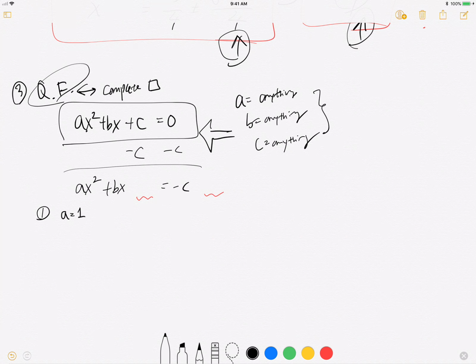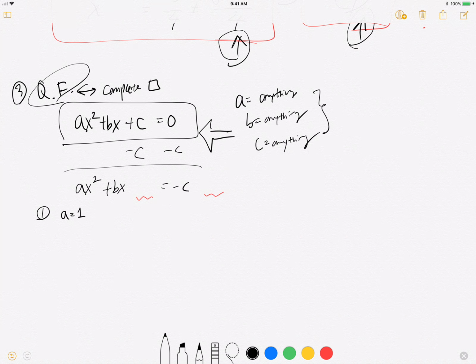Now afterwards, the second step was to take our b value and half it. Currently, the b value is b over a. Then I half that, which is the same thing as saying b over a times 1/2, which gives you b over 2a. The third step, square it.